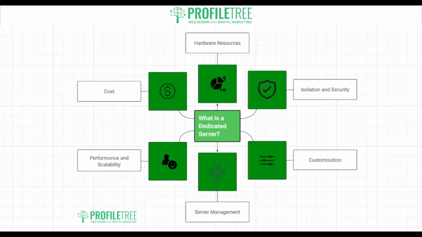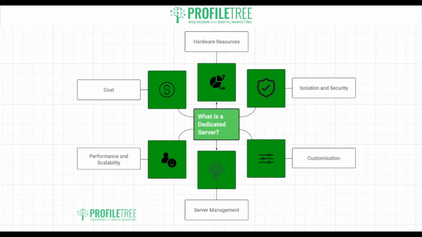So hardware resources: a dedicated server provides all the computing resources, like CPU, RAM, storage, etc., of the entire physical machine to the client. This means that the client has complete control over the server's resources, which allows for better performance and scalability. Now, just to further explain hardware resources in detail, we're actually going to take a look at the different servers in detail. So we'll check it out now.